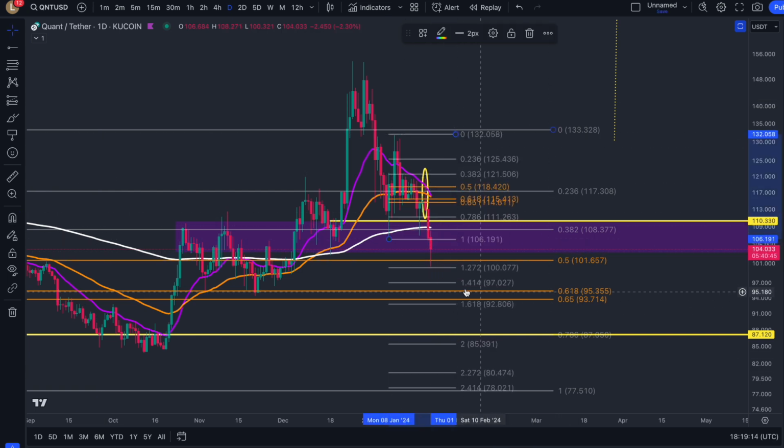Here we go. So yeah, $100. You didn't need the fib to tell you that. It's a psychological level. Then 97. And then we can see over here, using a separate fib, it's about 93.7. I've just called it 94 to 95. So these are our supports.